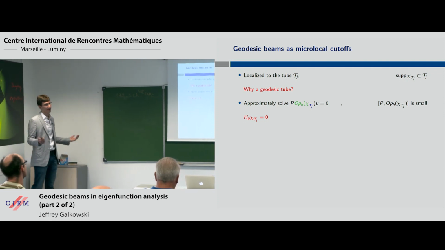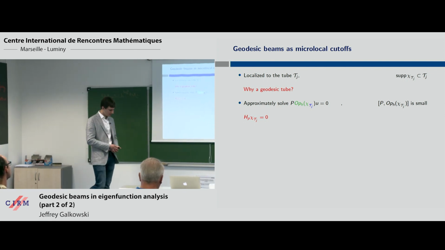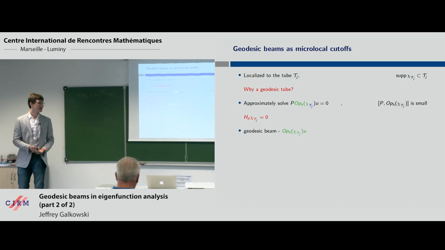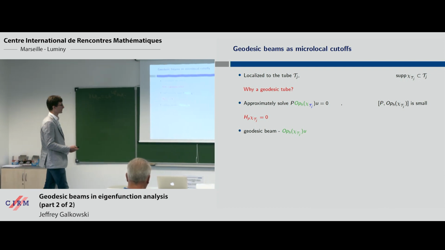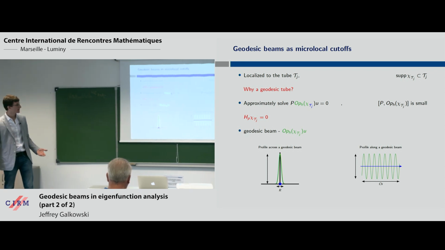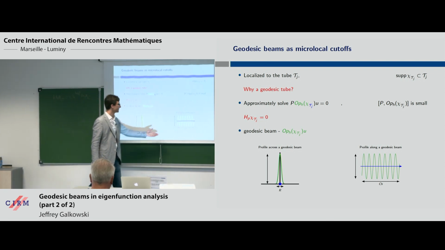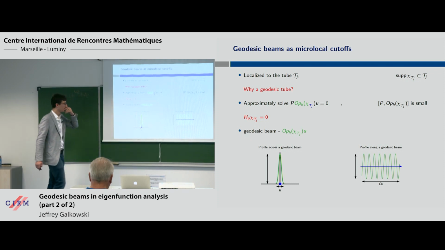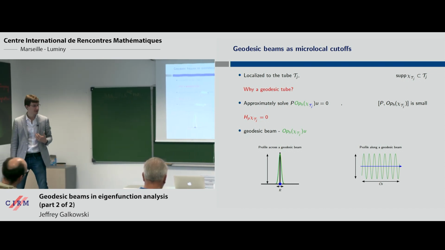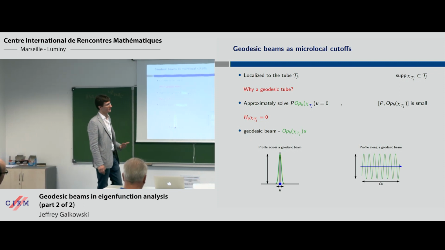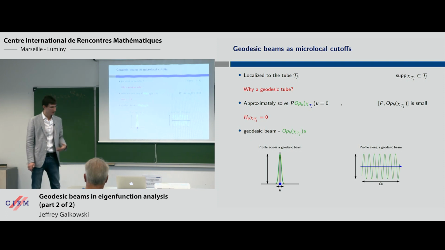And now there I am, I'm stuck. Okay, so now I know what these cutoffs should be. And that's a geodesic beam. Okay, so it's a beam, it's localized at some scale, in this case scale r, along a geodesic, and it's oscillating still at frequency h inverse. It's oscillating at frequency h inverse precisely because it solves this equation. And so now I know how to build these geodesic beams out of microlocal cutoffs applied to this function. Okay, so that's the first step.